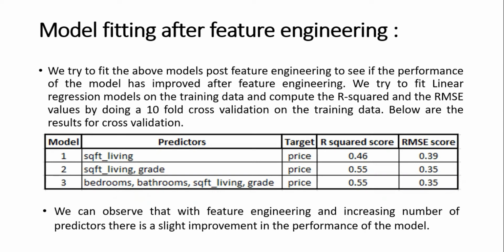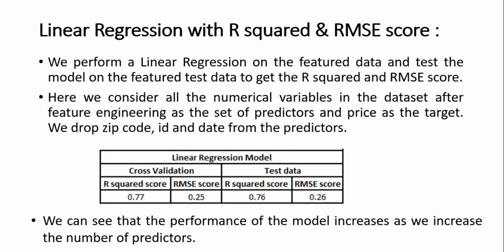So here you can see that after feature engineering, as the number of predictors is increasing, there is a slight improvement in the performance of the model. Here also, we take into consideration the initial hypothesis and the assumptions for the model. So now, finally, we proceed to a linear regression model and find the R square and the RMSE score.